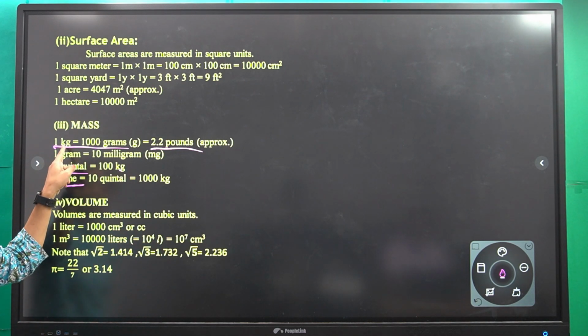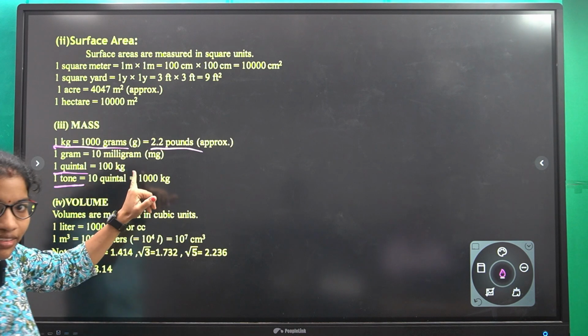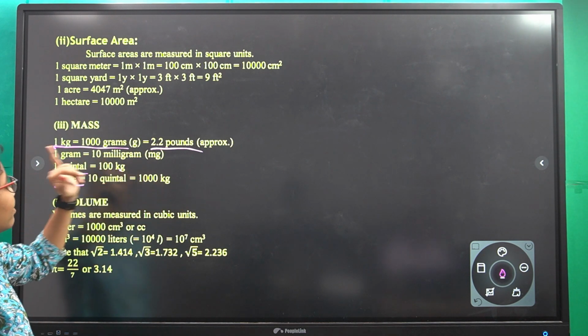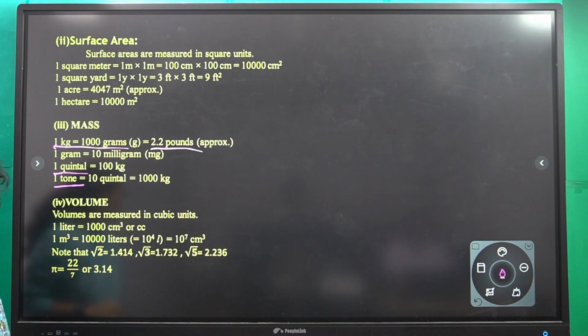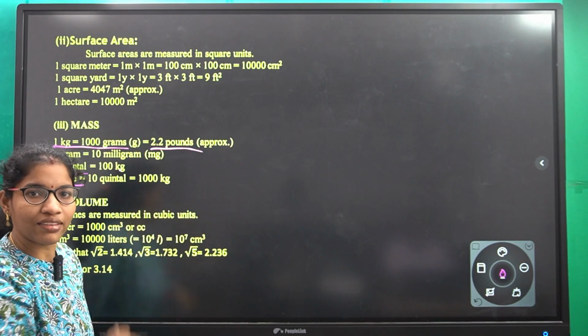So if it is 1 kg, it is 2.2 pounds. If it is 100 kg, you can denote it with 1 quintal. If it is 1000 kg, you can say that it is 1 ton. Clear? So the next one is volume. Volume means it is like the capacity.